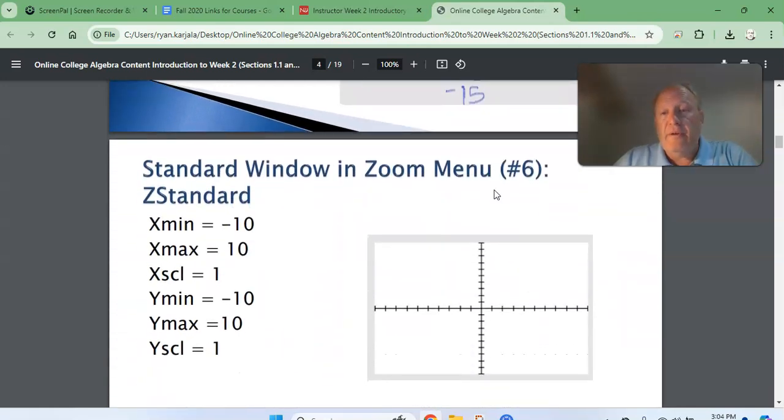And you can also use the zoom menu to zoom in and out. I recommend if you get stuck or you lose your window, like this gets all messed up, if you press the zoom menu and you press standard, it's number 6, it'll put you back to the standard window, which is negative 10 to 10 on the x and y axis.